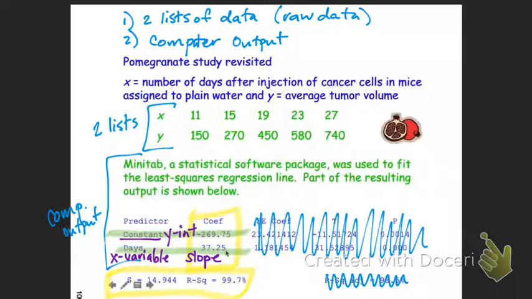So I'm going to create an LSRL from those two numbers where it would be y hat equals negative 269.75 plus 37.25x.